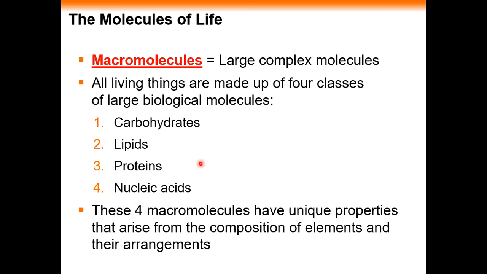So all living things are made up of 4 different types of these macromolecules, or large biological molecules: carbohydrates, lipids, proteins, and nucleic acids. These are really, really important, and they all have different properties because of the elements they're made of and the different functional groups and how they're arranged and so forth. Today we're only going to look at carbohydrates, and the next class we'll dive into lipids, proteins, nucleic acids, and then move on to chapter 4.